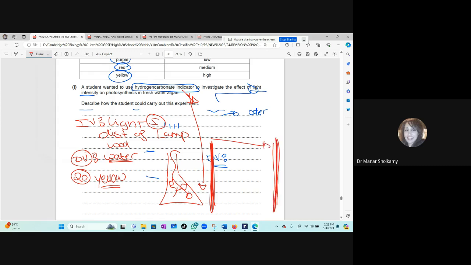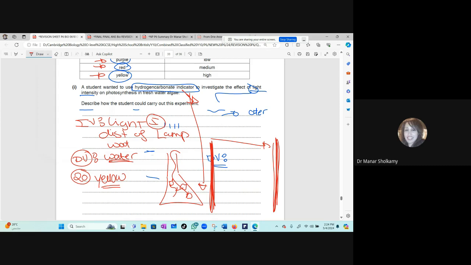The color intensity will be what? The color of the hydrogen carbonate indicator will be yellow or red or purple when the distance is very far away. Purple. Purple. Good. This shows the examiner that you understand that photosynthesis gives you no, we are all wrong.